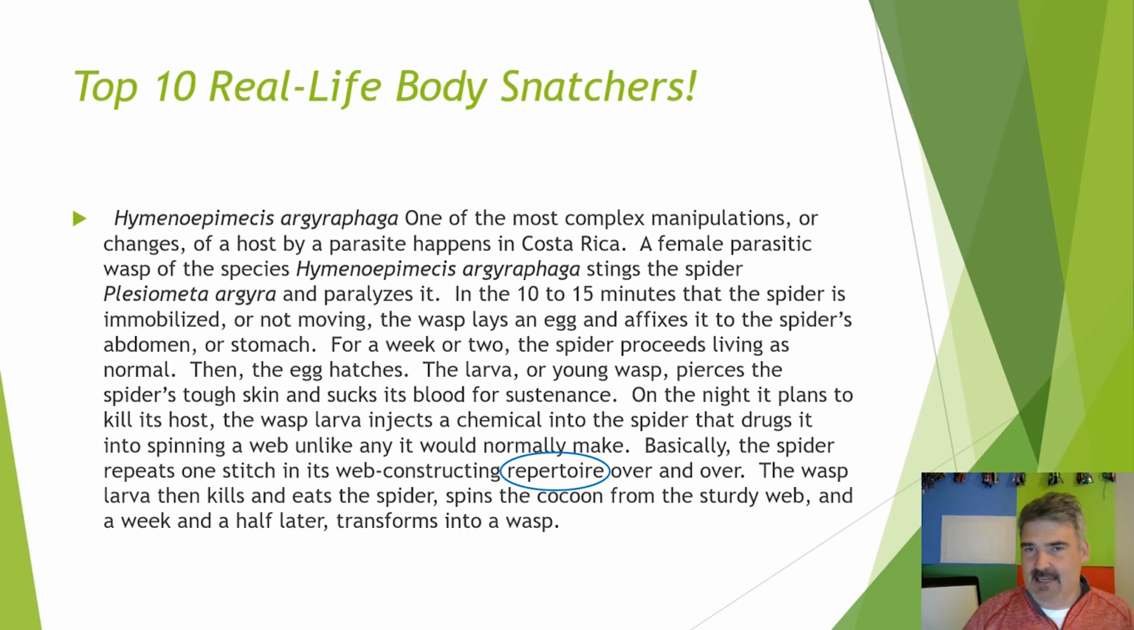Listen to these two sentences again. On the night it plans to kill its host, the wasp larva injects a chemical into the spider that drugs it into spinning a web unlike any it would normally make. Basically, the spider repeats one stitch in its web constructing repertoire over and over. Based on the context clues, what do you think the word repertoire means in this context? Take a moment, write that word down on your paper, and try to define it.